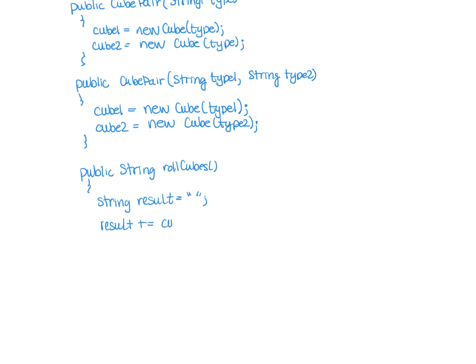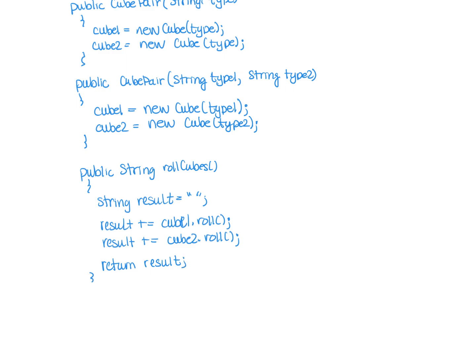So cube1.roll. And the second one, we're going to add to the result, and it's going to be cube2.roll. That will concatenate the 2 rolls. And then, of course, we had a return type, so we have to make sure we return the result. And that's all we were asked to do in this problem.